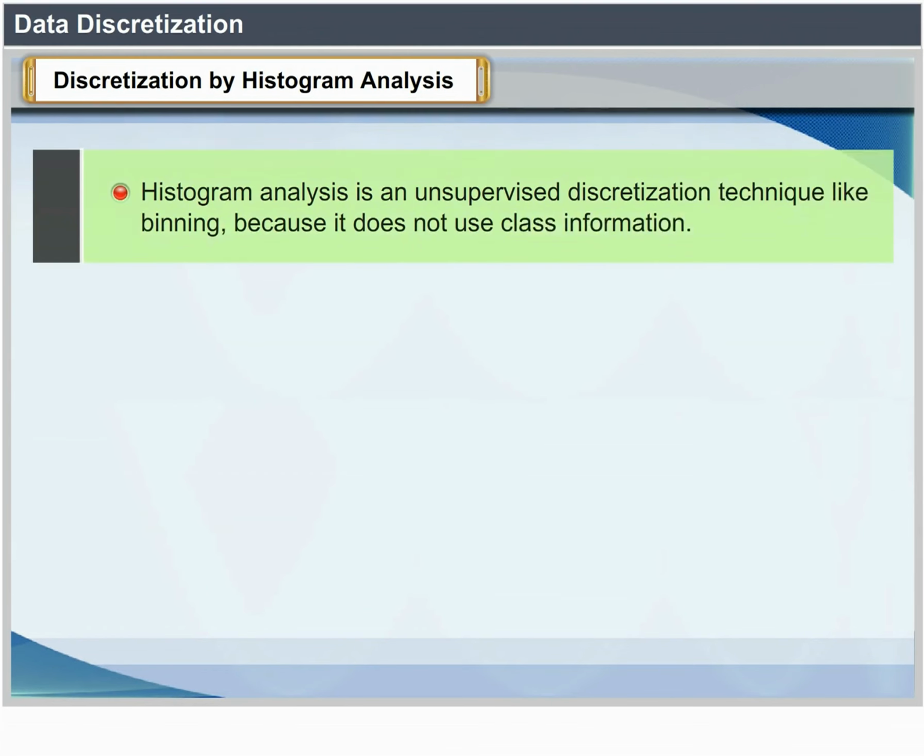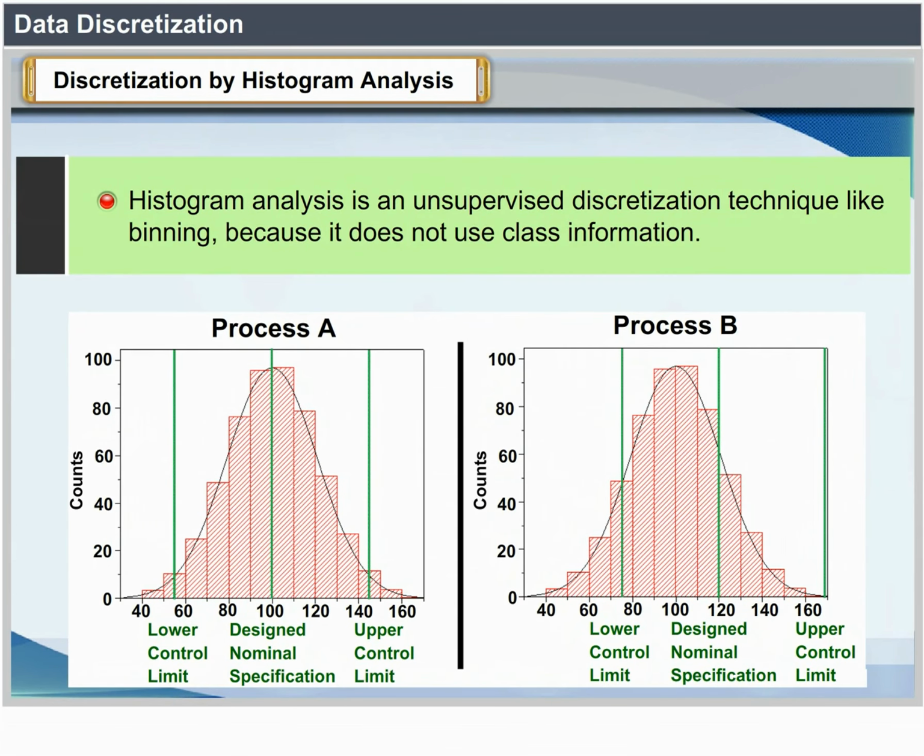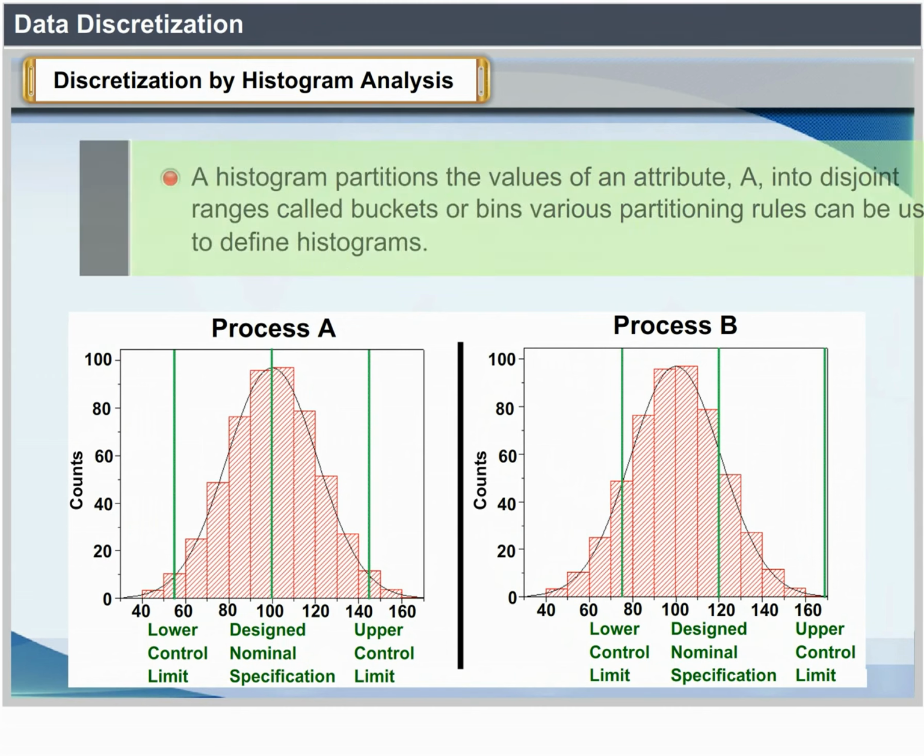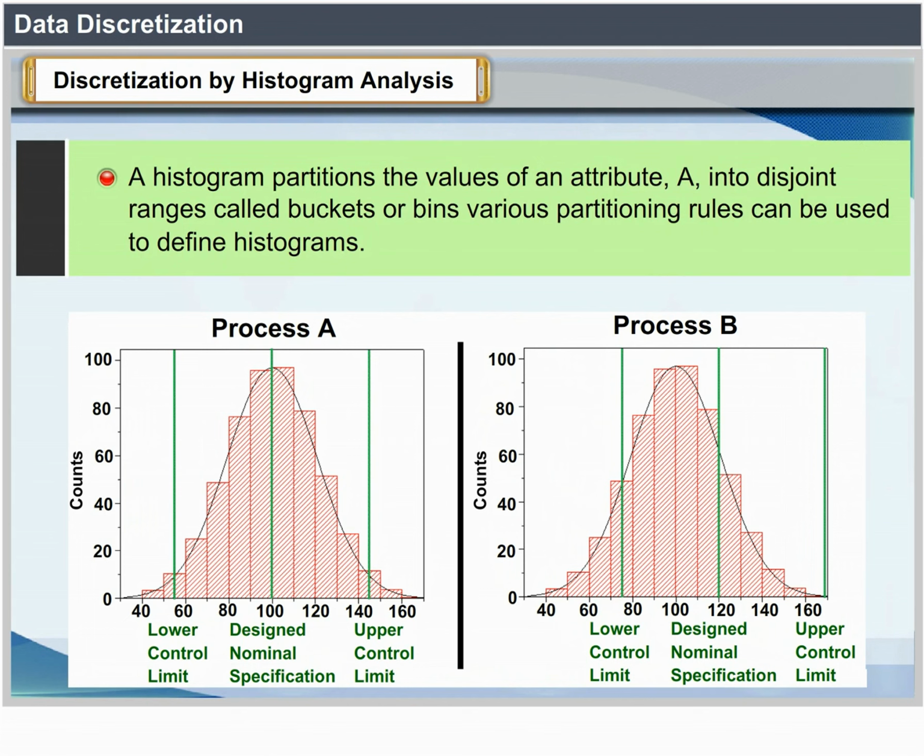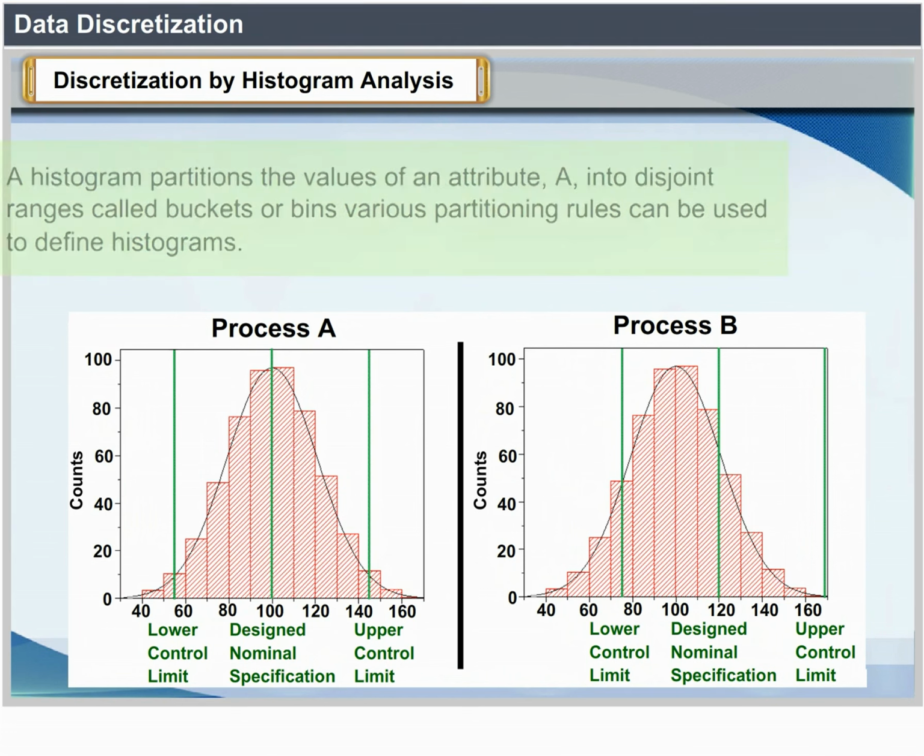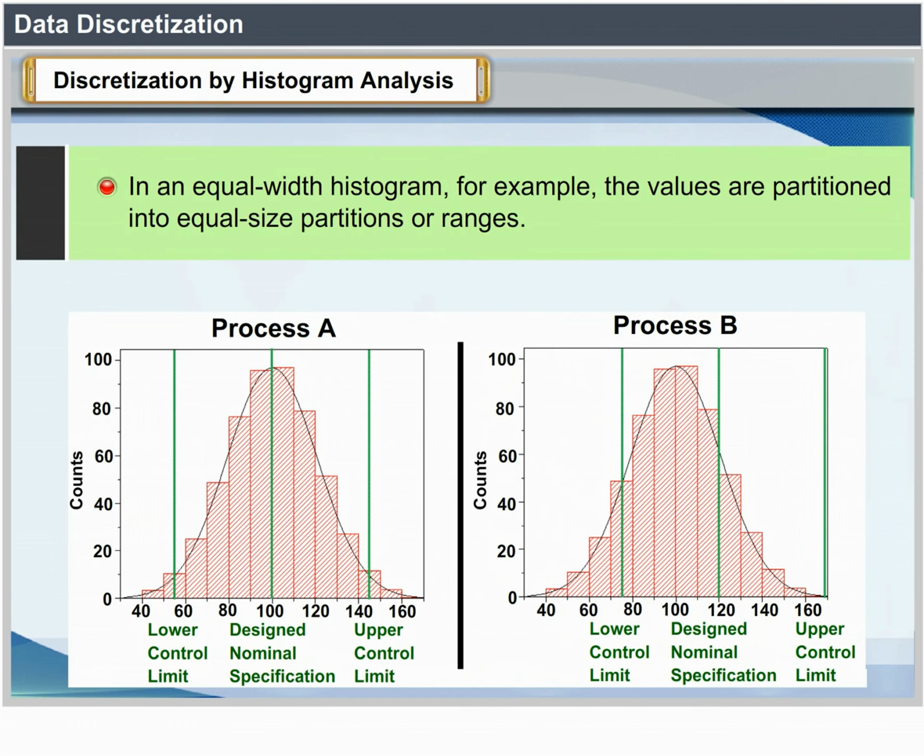Discretization by histogram analysis. Like binning, histogram analysis is an unsupervised discretization technique because it does not use class information. A histogram partitions the values of an attribute A into disjoint ranges called buckets or bins. Various partitioning rules can be used to define histograms. In an equal width histogram, for example, the values are partitioned into equal size partitions or ranges.